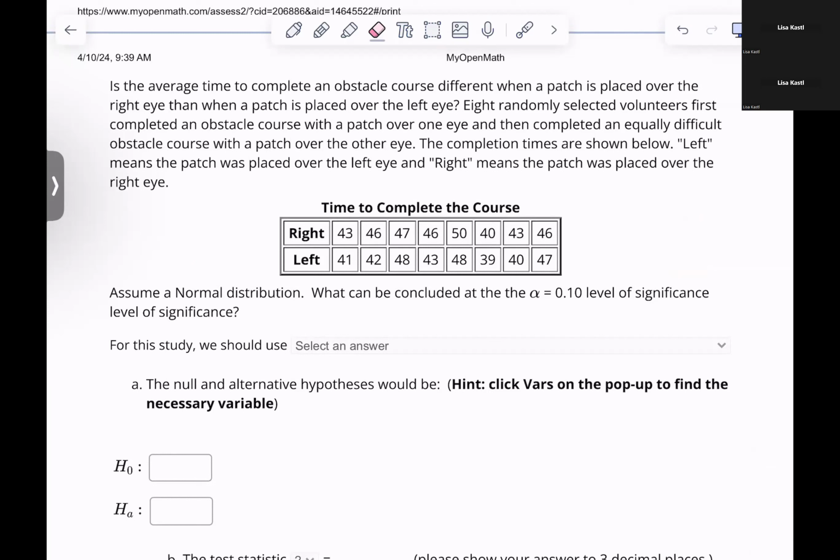And I'll read the problem while you're putting it in. I actually put a star by it because I have problems with this problem. Is the average time to complete an obstacle course different when a patch is placed over the right eye than when a patch is placed over the left eye?